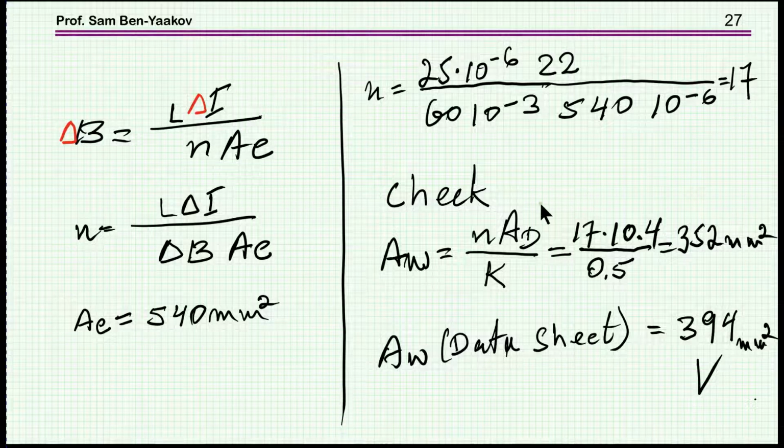17 turns. Now I can go back and check to see if I'm okay. The window area is the number of wires times the total cross-section of the wire, which is 10 millimeters square, divided by K, which I've assumed, and it comes to 352. And it turns out from the data sheet that the core I've selected has 394, which means that everything is okay. I haven't made any mistake. As you can see, everything comes into place.